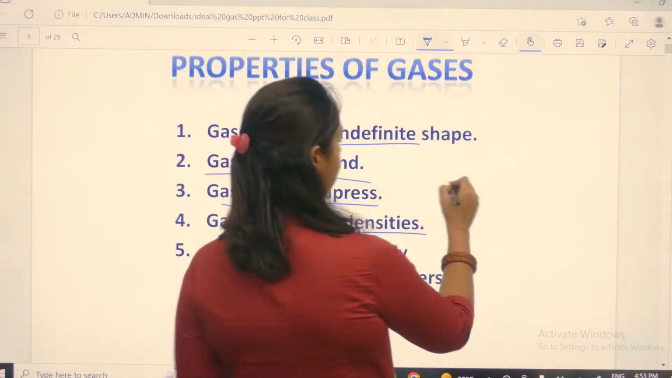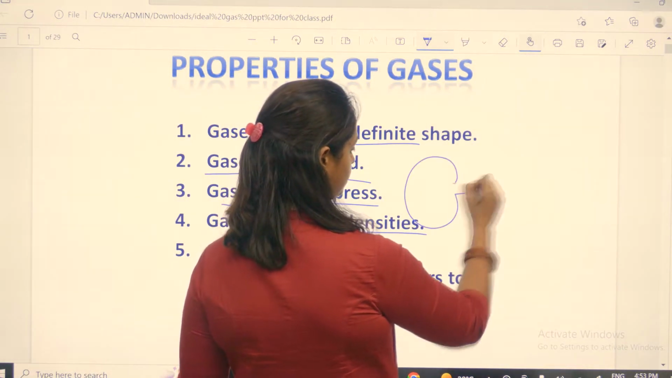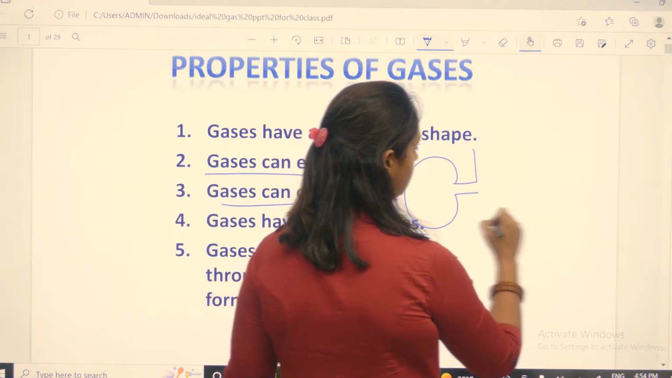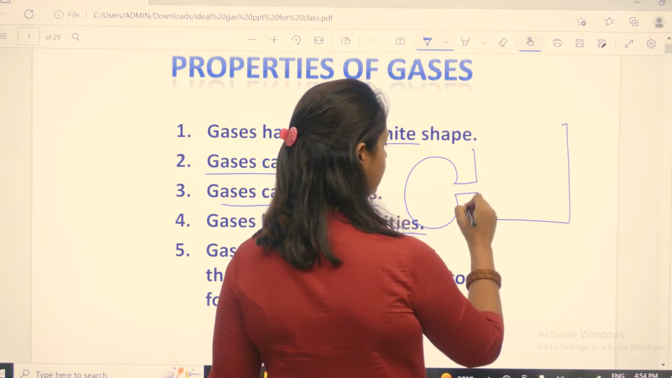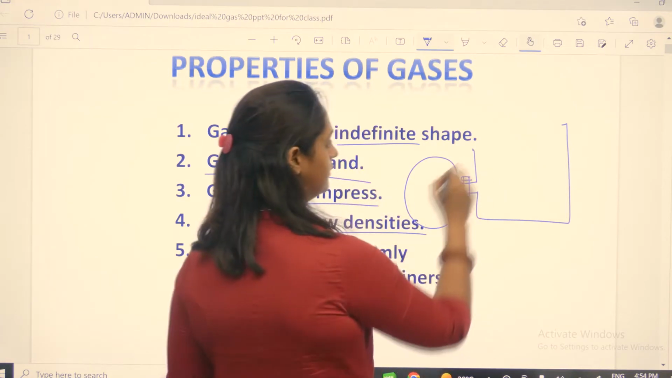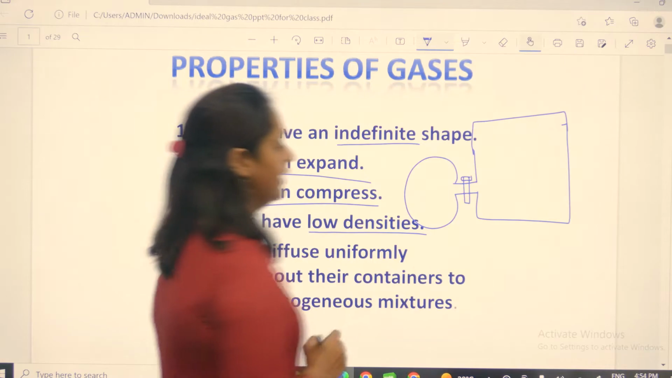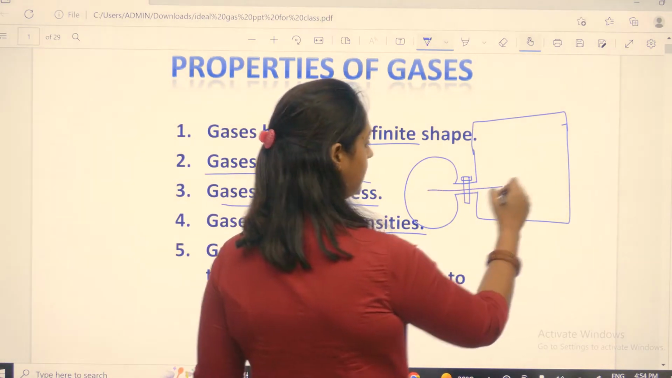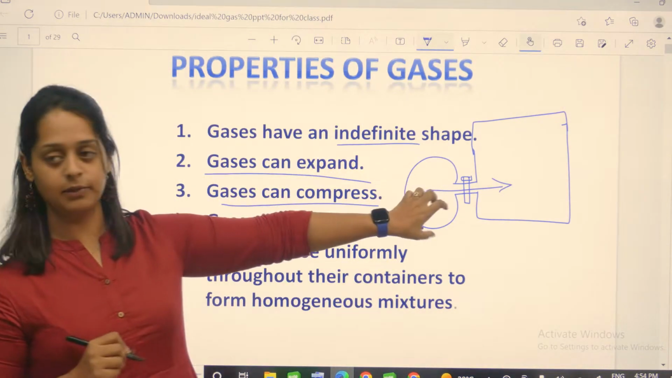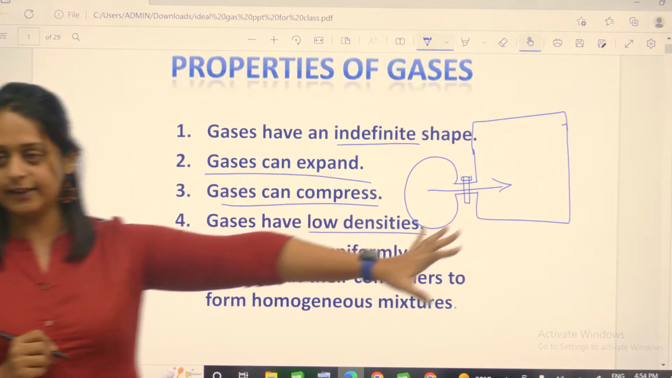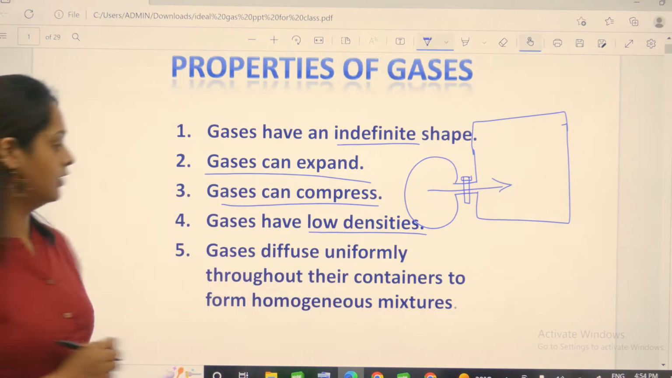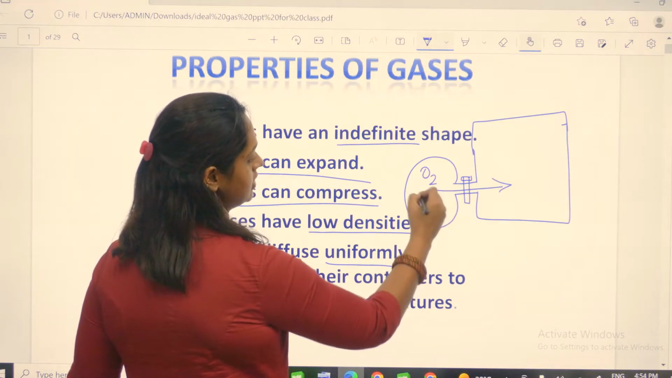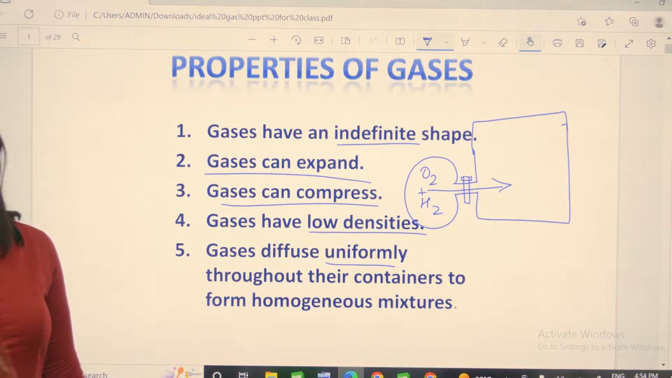In order to understand that, let's say I have a balloon which is connected to a container and there is a stopcock. So when I open this, diffusion will occur. The gases present in this balloon will enter the space inside the container. Let's say it has an oxygen and hydrogen mixture.